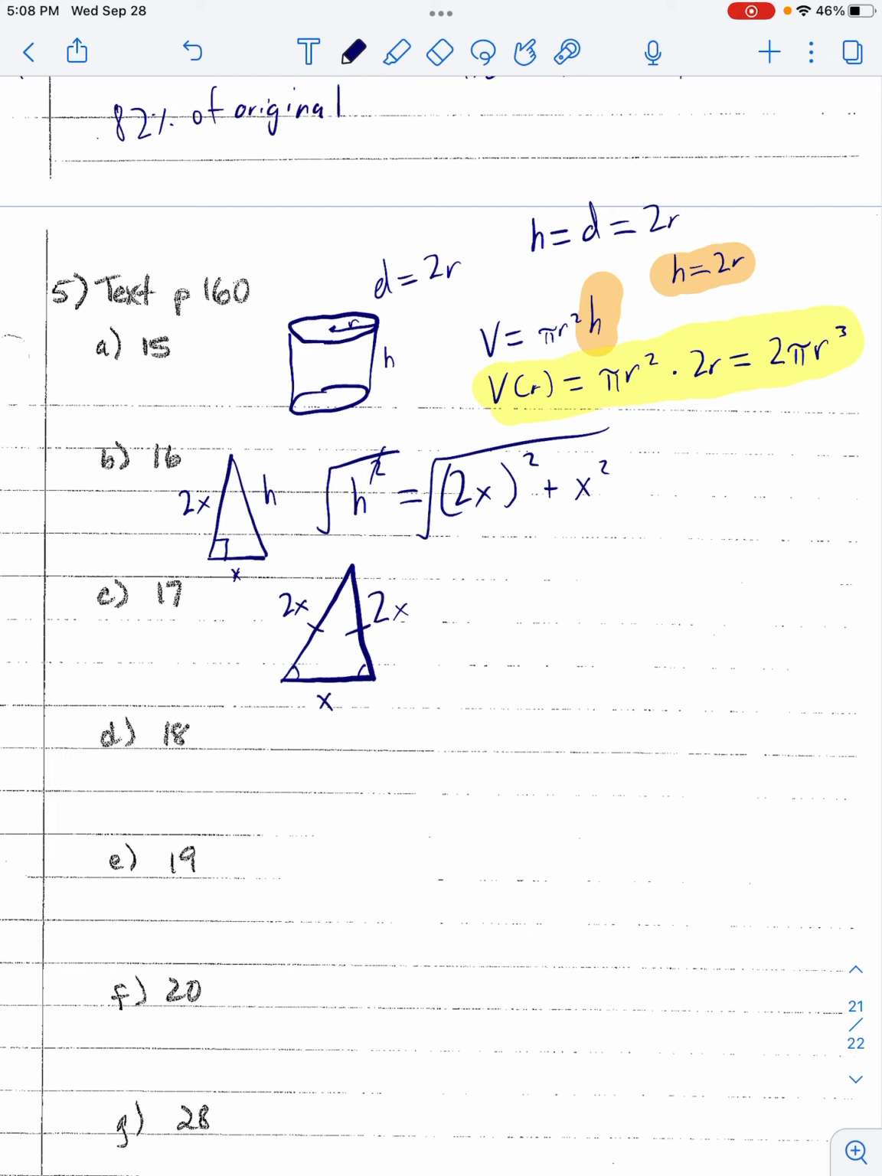We want to write the area of the triangle. In general, the area of a triangle is 1/2 base times height. My base is equal to x because that's what we just started with.